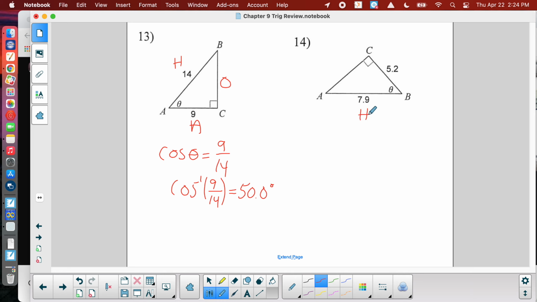Again, hypotenuse, opposite, adjacent, cosine again. Cosine of theta equals adjacent over hypotenuse. So the cosine inverse of that, put in my calculator, is 48.8 degrees. So it didn't matter if the variable was in the angle, in the numerator, or in the denominator, we set them up the same way. How we solve them once they're set up is different.